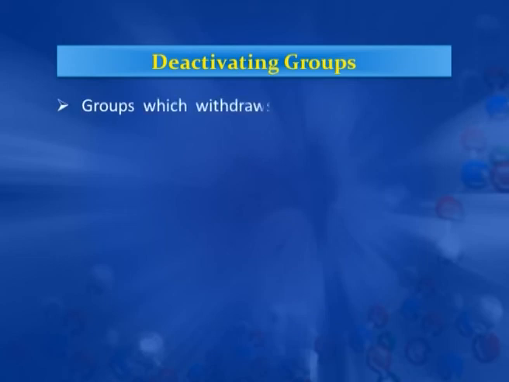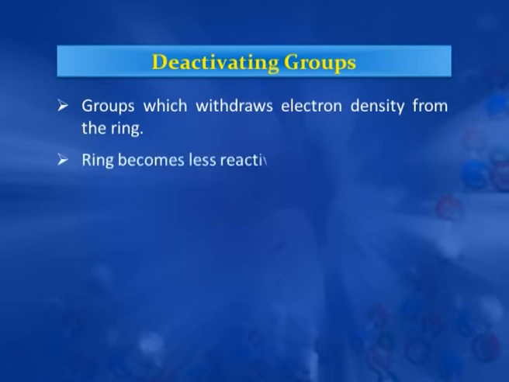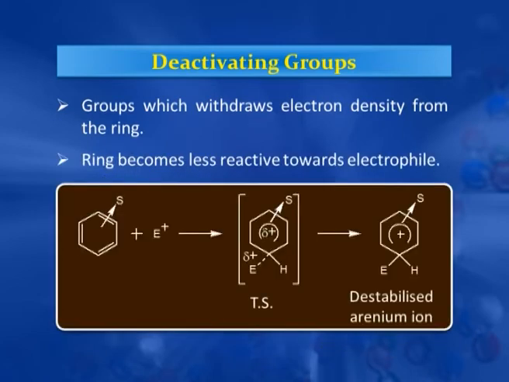Now, the deactivating groups means groups which withdraw electron density from the ring, and due to this the ring becomes less reactive towards electrophile. Now, let us see how. This is a substituted benzene. If attack of the electrophile takes place, we get the intermediate arenium ion. So, if this substituent withdraws electron density from the benzene, then it intensifies the positive charge. That means destabilization of the arenium ion, that means increase in activation energy and decrease in rate of reaction.